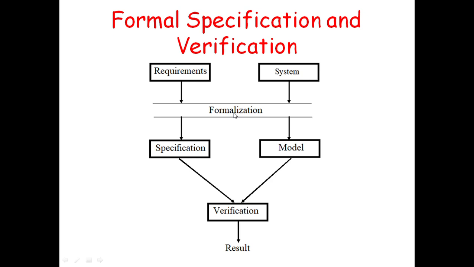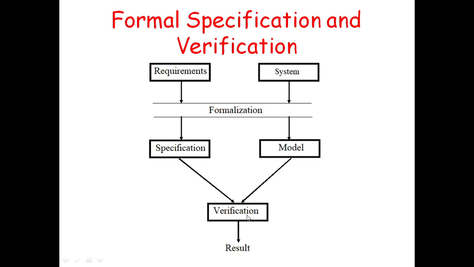After formalization, one can build or define a model of this system. This is the system, a hardware or software system. A formal model is created. These requirements are also stated or modeled, which is then called specification. Then this model and the specification are provided to the verification tool.